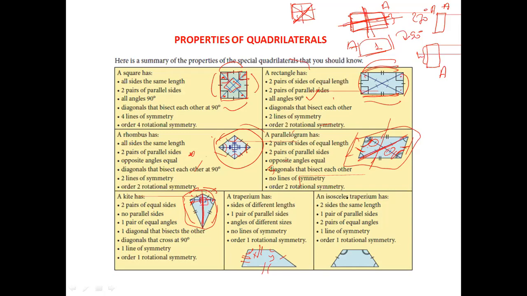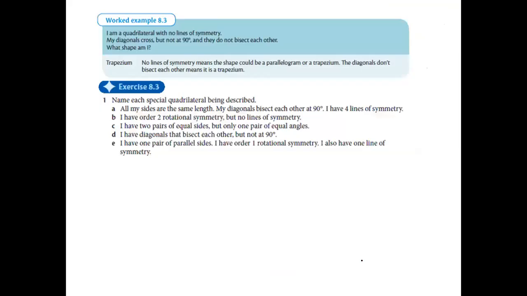Okay. An isosceles trapezium has, what does isosceles mean? Two sides are equal, and also two angles must be equal. Two sides have the same length. One pair of parallel sides, of course, these sides, and two pairs of equal angles, this angle and this angle are equal to each other. And one line of symmetry, I mean, it is vertical. Yes. Order one rotational symmetry, of course, at 360 degrees.